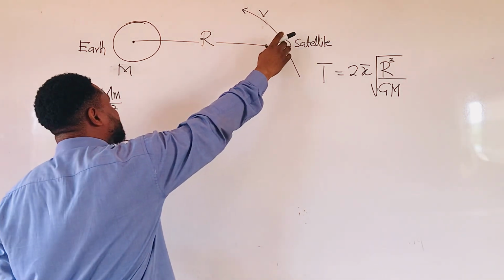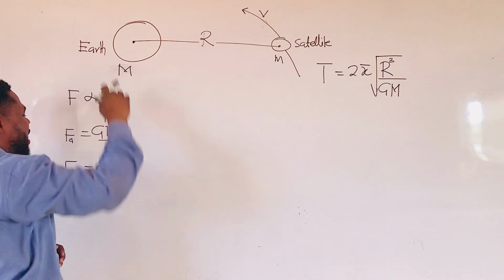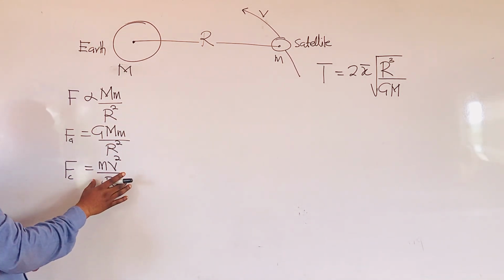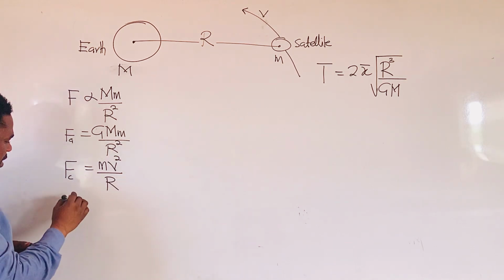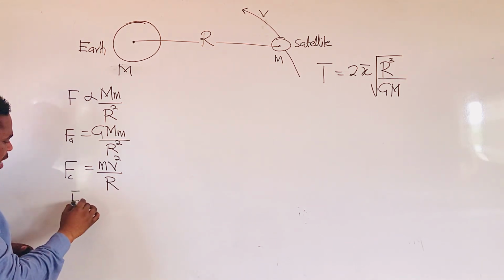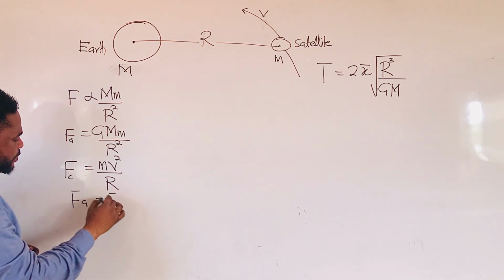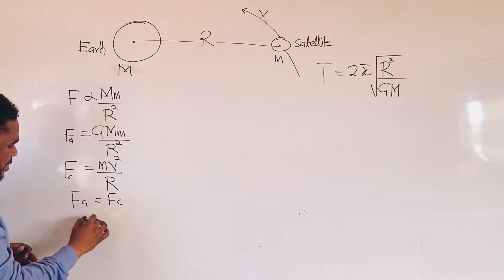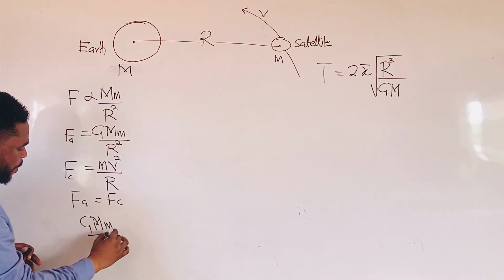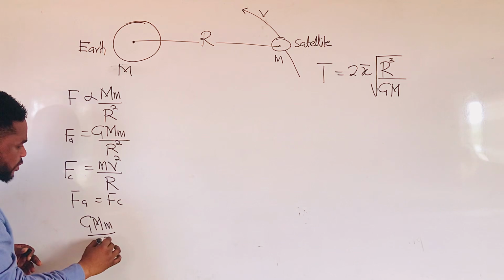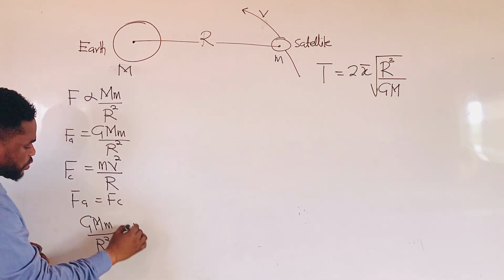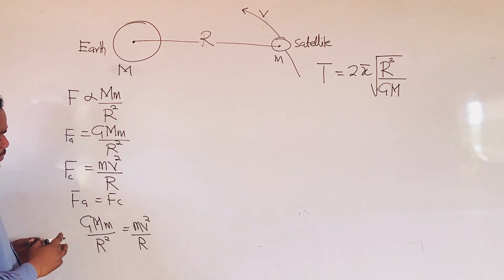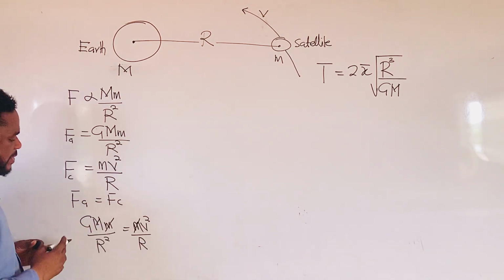Now, for this satellite to revolve around the earth, the gravitational force must be equal to the centripetal force. Therefore, we can say that Fg should be equal to Fc, viewers. Then Fg is big G, big M, small m, all divided by r squared, should be equal to m v squared, all divided by r. Viewers, this m will cancel this m.